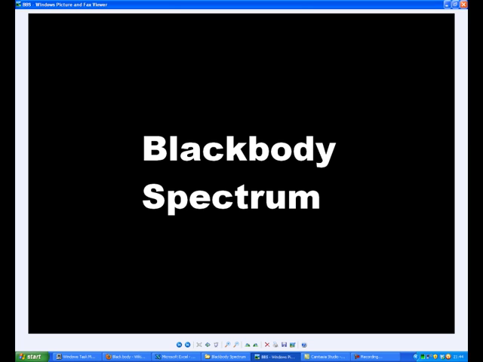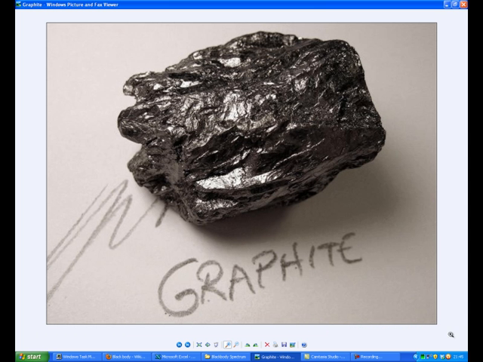Okay, first of all, what is a black body? A black body is something which absorbs and emits electromagnetic radiation at all frequencies. A good example of a black body is graphite. It absorbs all the frequencies and emits all the frequencies as well. Another quite a good example is planet Earth.